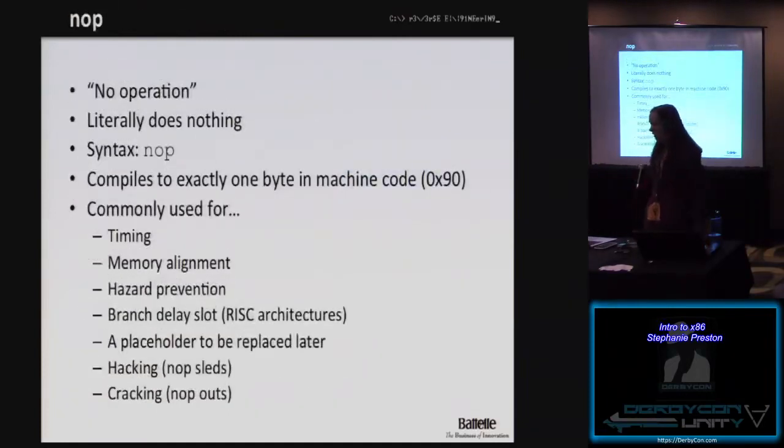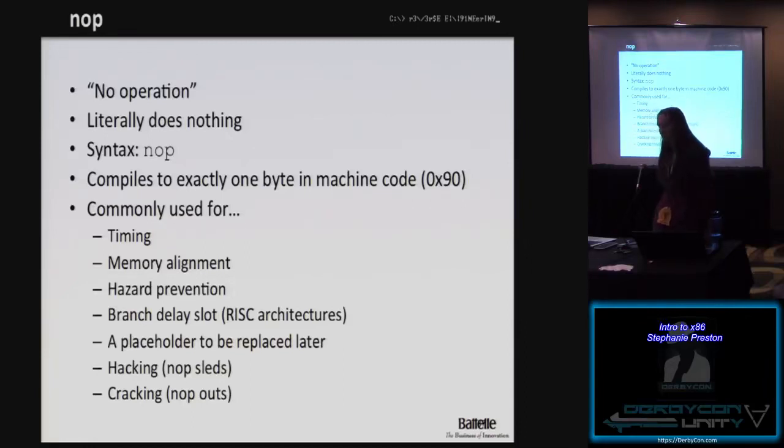So a NOP. A NOP is very popular in the security world, and it essentially just means no operation. It literally does nothing. It just consumes a clock cycle on your CPU. It compiles to exactly 1 byte of machine code, which is a hex 90. And this is commonly used for, the legitimate uses are timing, memory alignment, something called a branch delay slot that a lot of RISC architectures have.